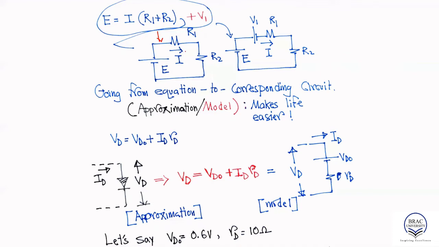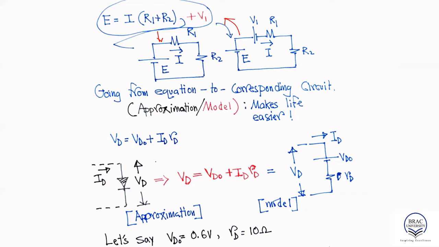The thing that I want to show you is that if you have an equation, from this equation we can draw the corresponding circuit. Now let's say we add in this equation a V1, which means a DC voltage source. In that case, the corresponding circuit should look like this: E is equal to V1, R1, R2 are in series, and the current is I. If you go back and do the KVL, you would get this KVL equation. So that means equation to circuit, and I can also go from circuit to equation.